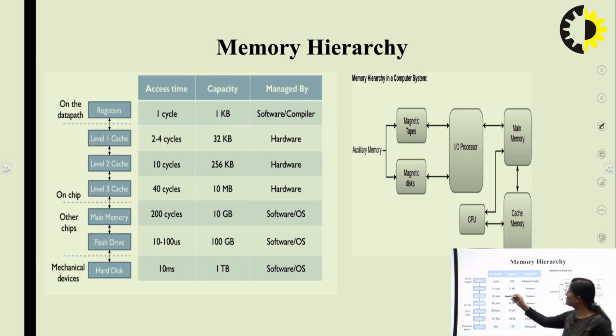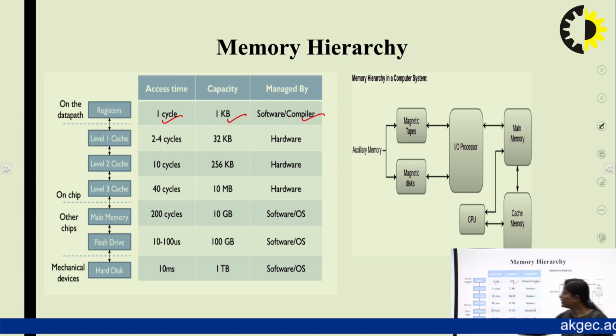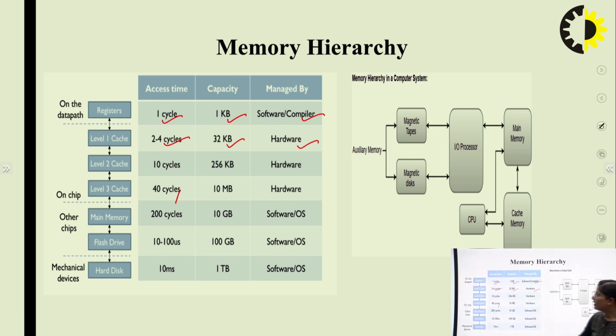This is the basic hierarchy: the access time for registers is basically 1 cycle, and the capacity of registers is about 1 KB, and registers are managed by the compiler. Then we have 3 types of cache: level 1, level 2, level 3. Level 1 cache uses 2 to 4 cycles for accessing data, its capacity is 32 KB, and it is managed by hardware. Then level 2 cache needs 10 cycles to access data, has 256 KB capacity, and is managed by hardware.